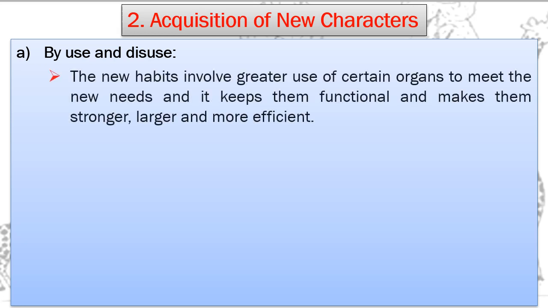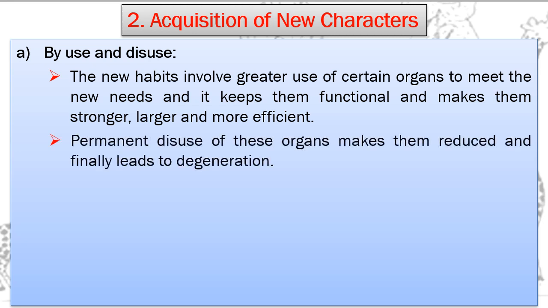The second postulate of Lamarckism is acquisition of new characters. This is acquired by two ways. Number one, by use and disuse. The new habits involve greater use of certain organs to meet the new needs, and it keeps them functional and makes them stronger, larger, and more efficient. Permanent disuse of these organs makes them reduced and finally leads to degeneration.